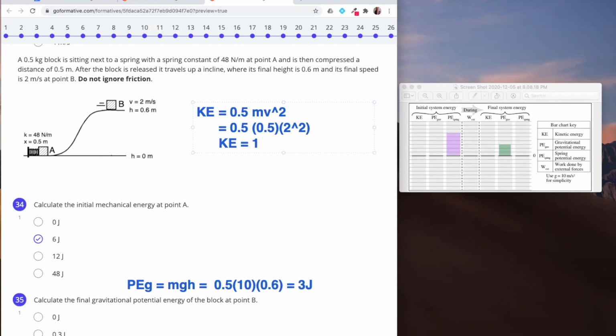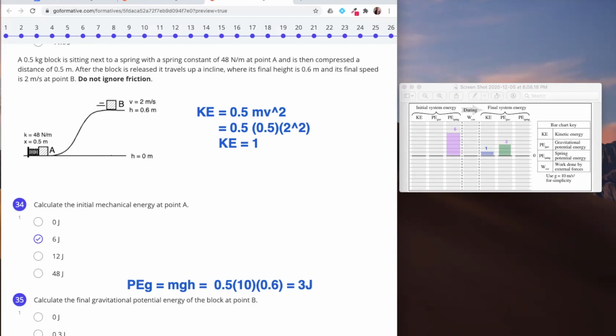That is less than we expected. And if you're following along on our energy bar charts here, this means there is 1 joule of kinetic energy, 3 joules of gravitational potential energy, 6 joules of spring potential energy. But guys, 4 does not equal 6. There must have been negative work done here.